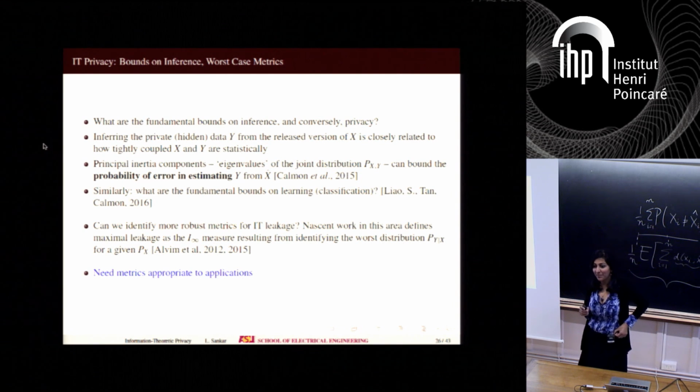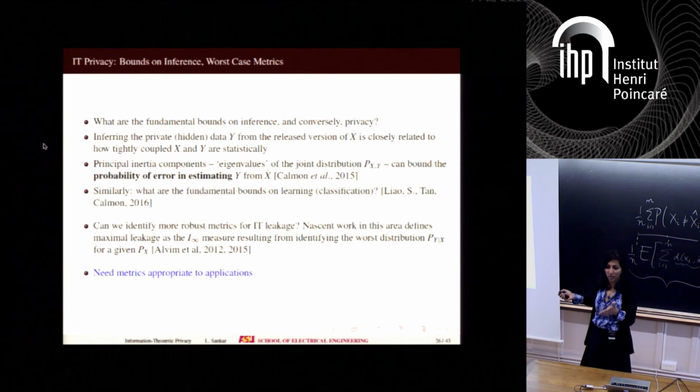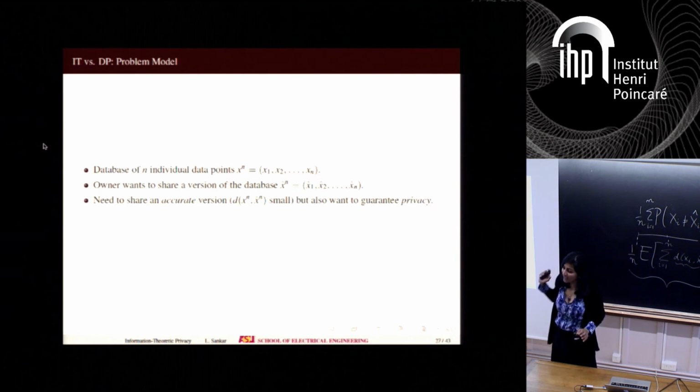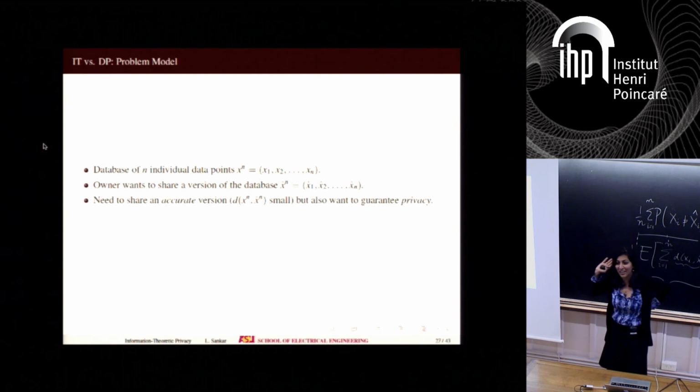Yes. Right. So in some sense, you're saying you do not know how they're distributed. You're going to look at the worst distribution. Okay. You can design for the worst distribution. I want to leave you at last with just a few slides on how we can compare IT and DP.